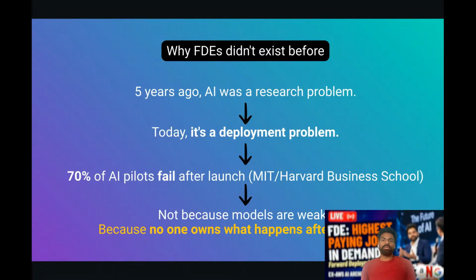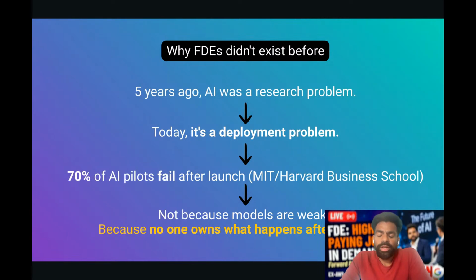So you would ask, why did this role never exist before? Five years ago, AI was just a research problem. We were just evolving AI, seeing what AI can do. And when we got to know what AI can do, it can do stuff, but it's not robust. It's not foolproof. And for that, it created a deployment problem. We see from the studies that 70% of AI pilots fail after launch. And I'm not saying this, it is MIT and Harvard Business School studies saying this.